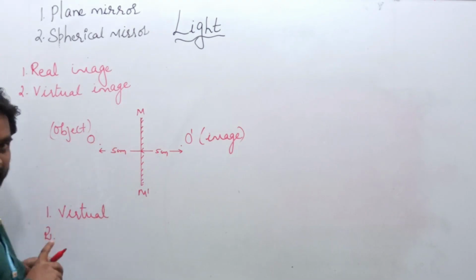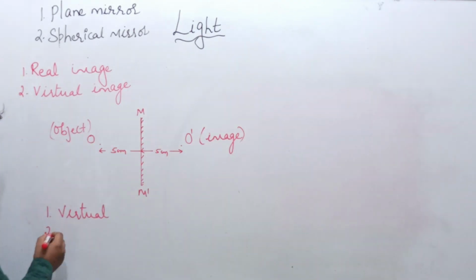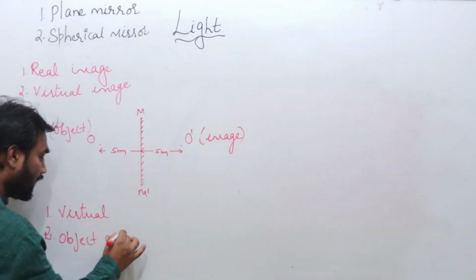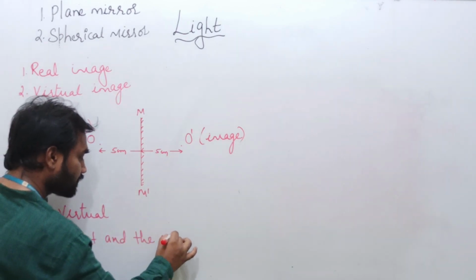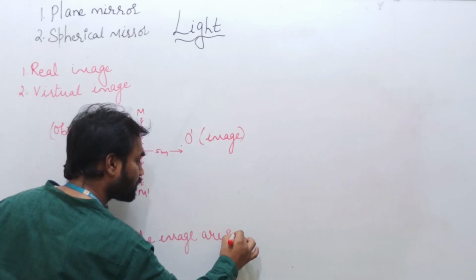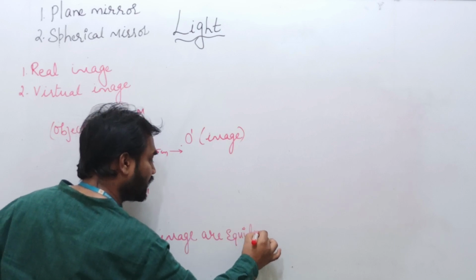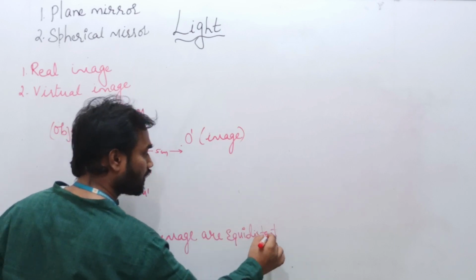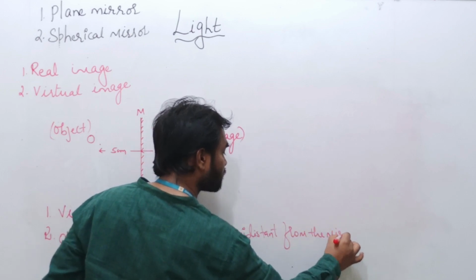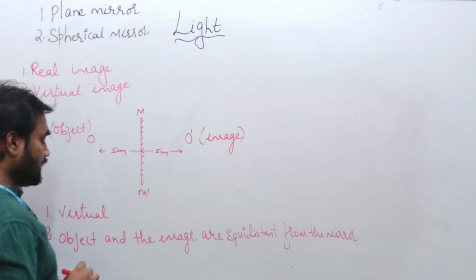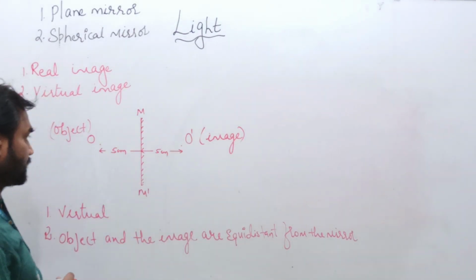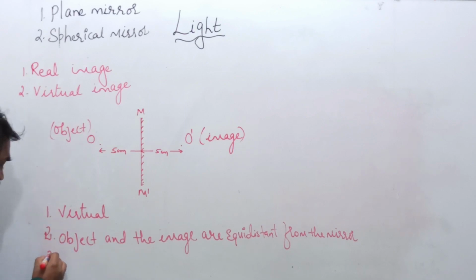The object and the image are equidistant from the mirror. Okay, the object is in front of the mirror and the image is behind the mirror. That is the second characteristic.